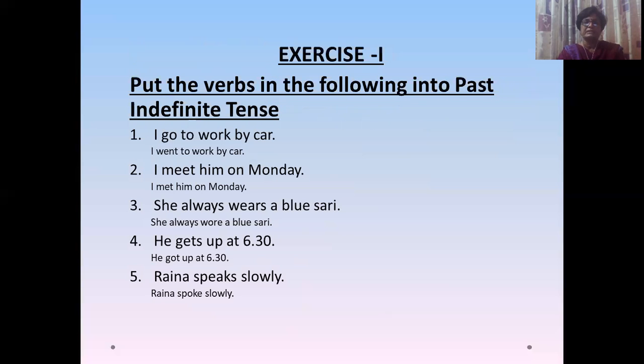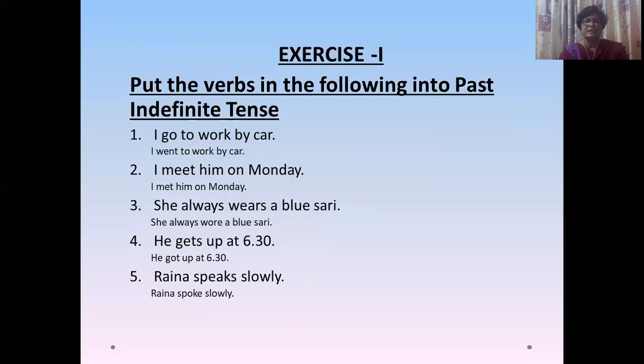Now we'll come to the exercise. Put the verbs in the following sentences into past indefinite tense. In such sentences, first you have to select the verb. What is the verb in that sentence? If we see the first sentence, it is I go to work by car. So what is the verb here? The verb is go, and we'll have to change that verb into past tense. So it will be I went to work by car.